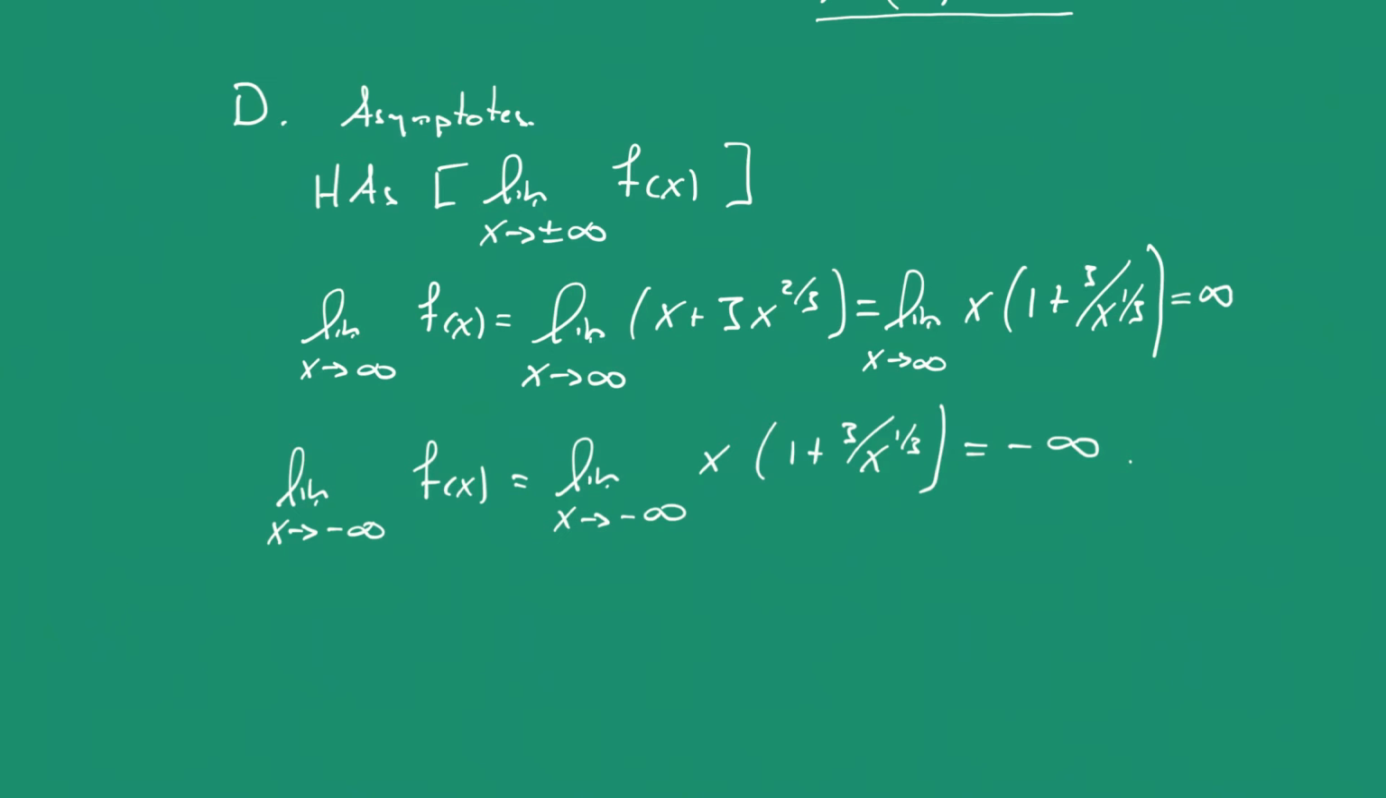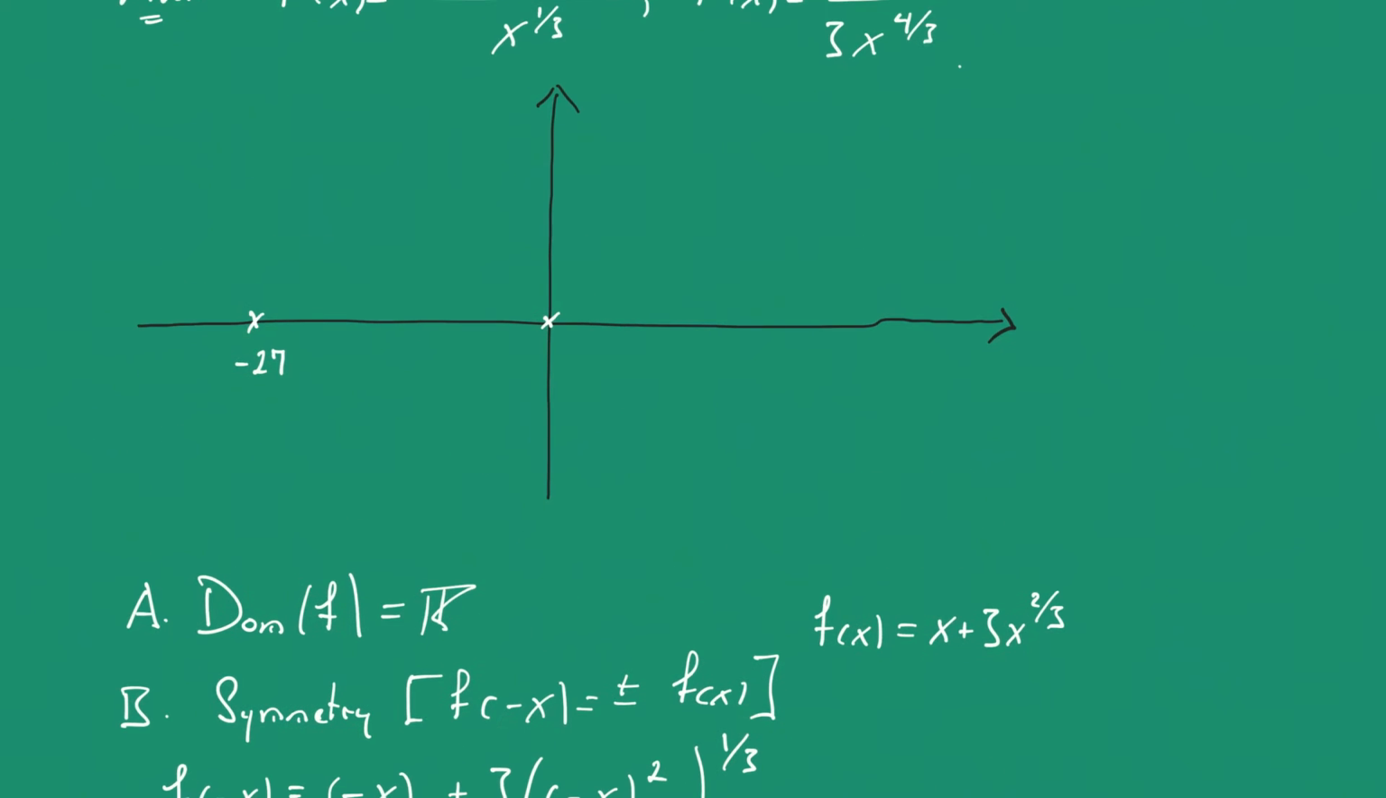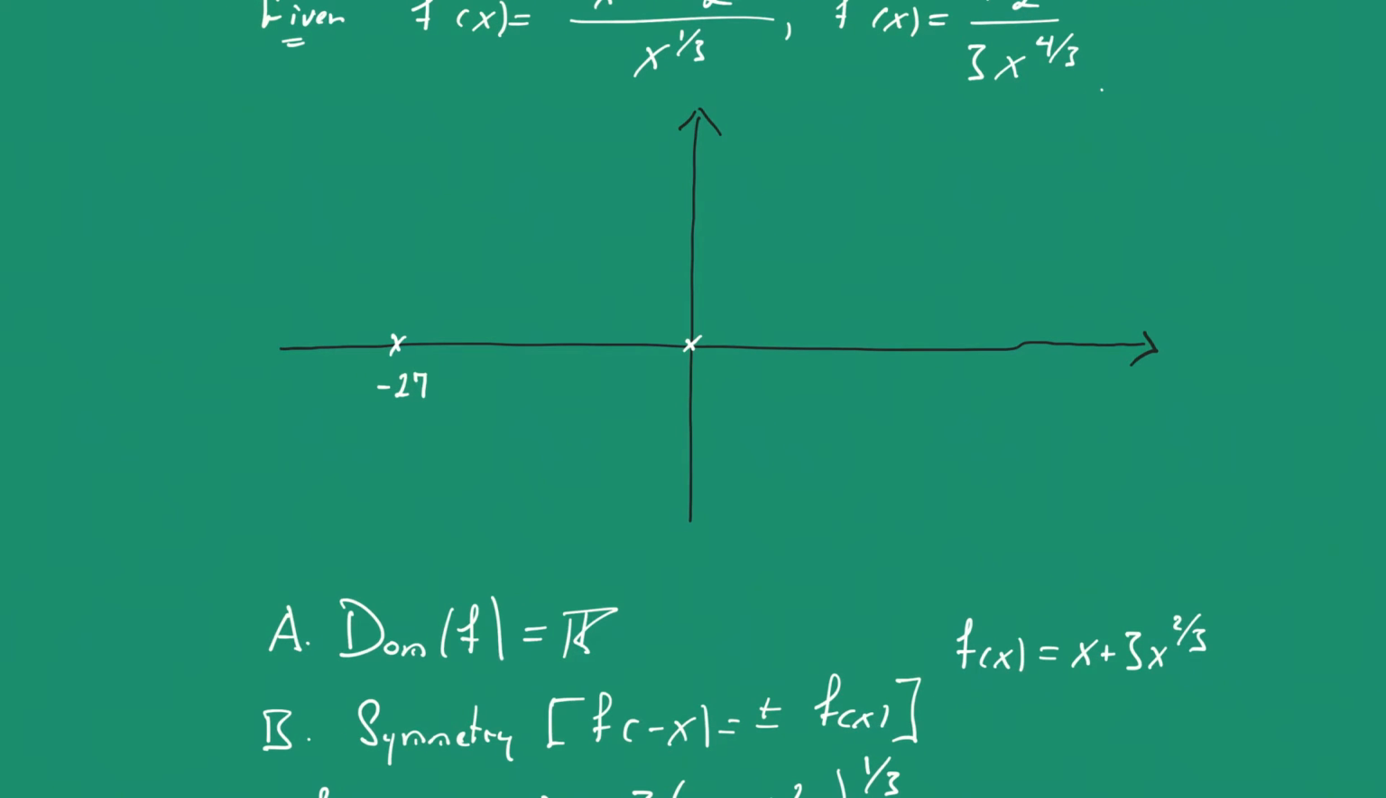Okay, so we don't have any horizontal asymptotes, but this does tell us something about our function. It says that as x becomes large and positive, f of x becomes large and positive, and as x becomes large and negative, f of x becomes large and negative. So let's just indicate this on our graph so that we won't forget. As x becomes large and positive, f of x is going to become large and positive, and as x becomes large and negative, f of x is going to become large and negative.